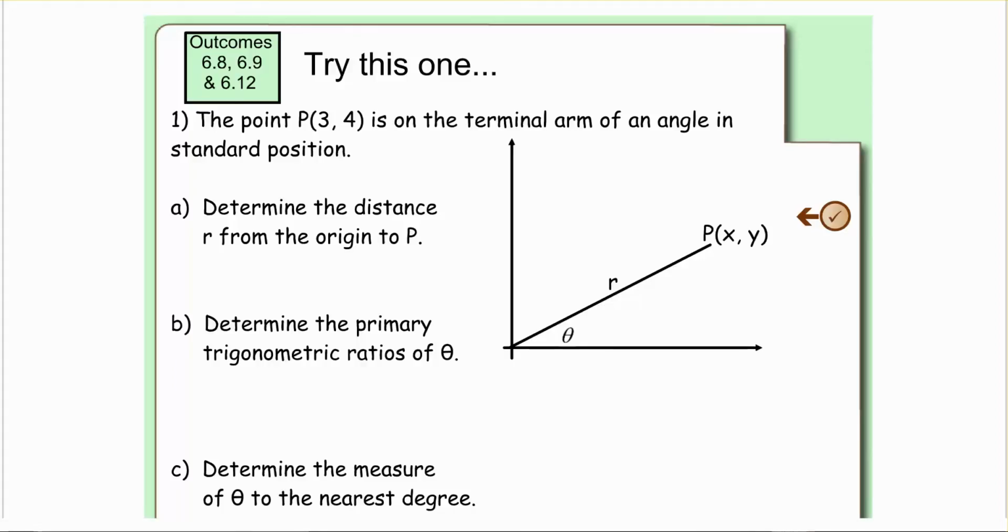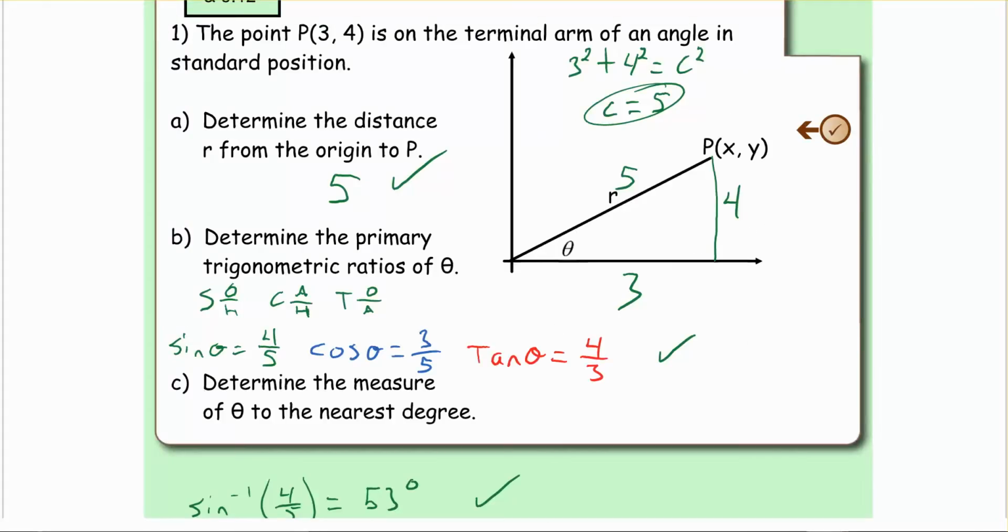Okay, so I'm going to let you guys go ahead and try this one on your own. Okay, there's your answers for that one.